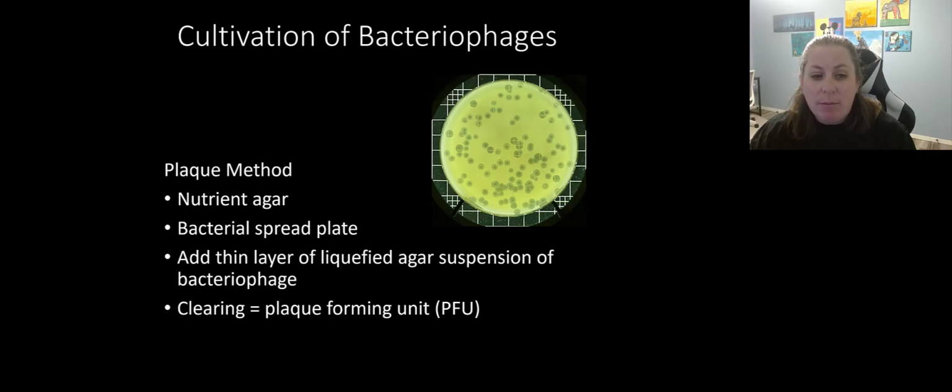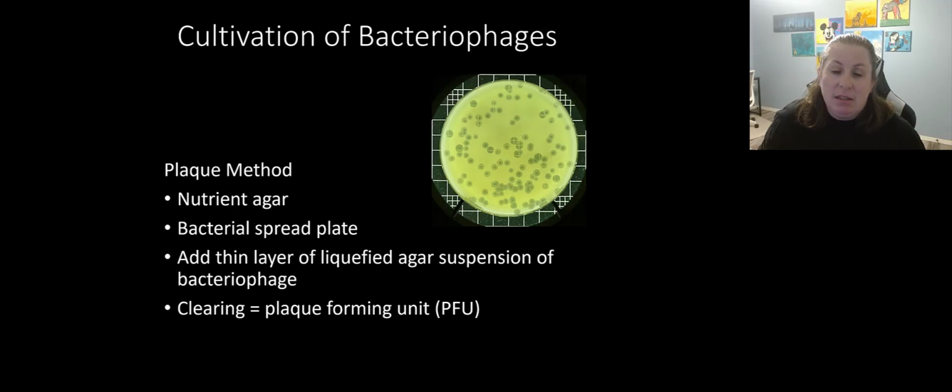So we have a plaque forming unit, or a PFU, and it's these areas where you can actually see through the agar. They kind of look like holes. There's no bacteria present there because the viruses have cleared them out. Okay, the viruses have killed them off, making more viruses. All right, so that's one way, and this is going to be more for bacteriophages.